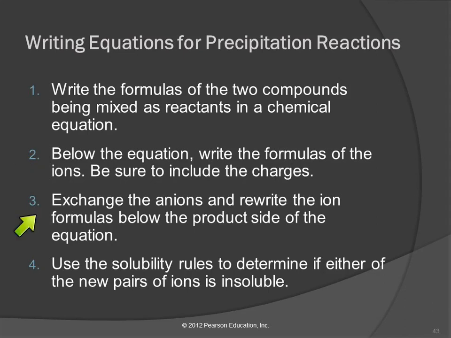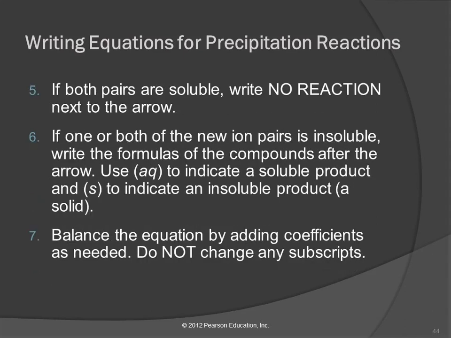Then we're going to swap partners, exchange ions, and rewrite those formulas on the product side, and then we're going to use the solubility rules to see if either of those compounds is insoluble. If both are soluble, then no reaction occurred. And you just write no reaction, or you can even abbreviate it NR, no reaction.